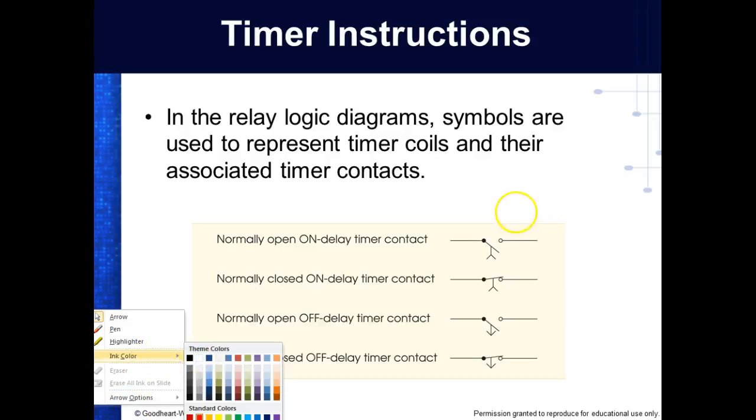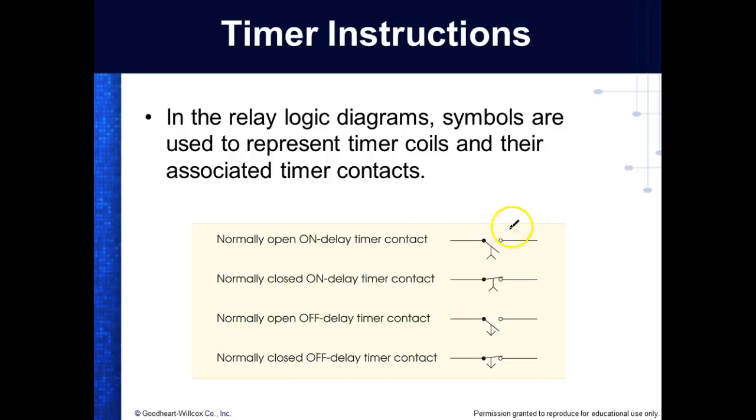And in the trade, we call this a... anybody remember that had motor control? We call this a normally open, timed closed. And this is a normally closed timed open. And then this right here would be a normally open timed open. And this right here would be a normally closed timed close.